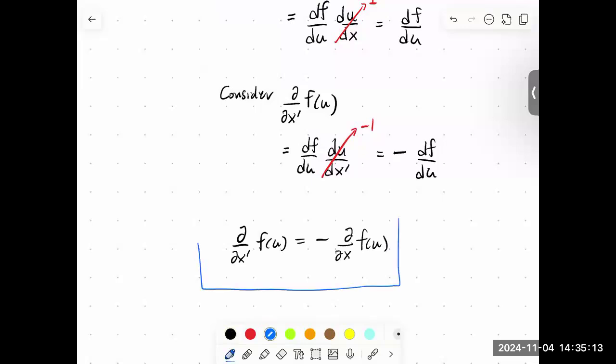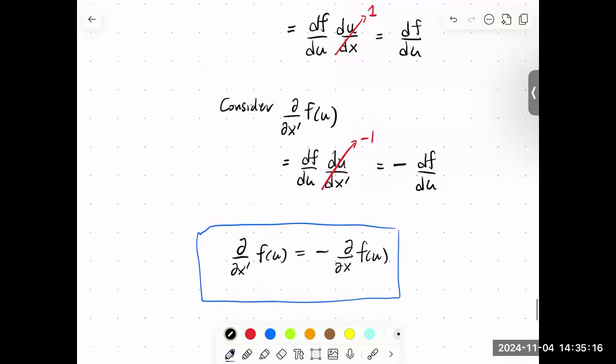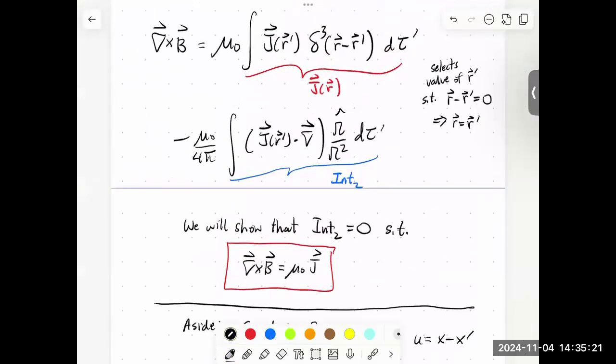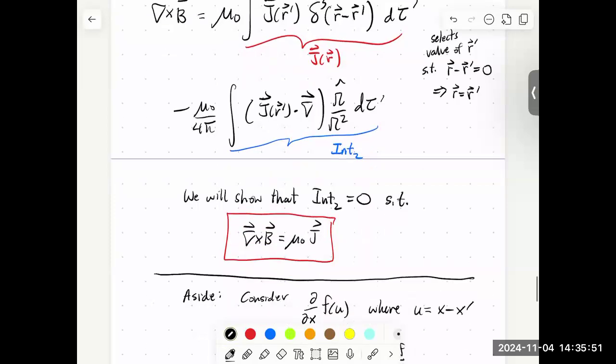So this is the little result from our aside. Why did we do that? It's because if we go back to integral number 2, we have a derivative acting on a function of r minus r prime, which is the same thing as our function f of x minus x prime. It's just a three-dimensional version of it. And so by the same logic, we're going to change this to be a derivative with respect to primed coordinates. It's going to cost us a minus sign.